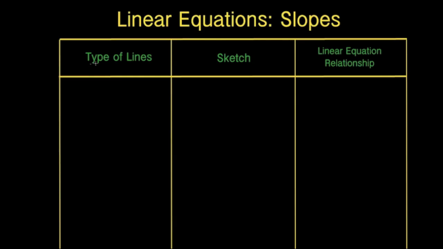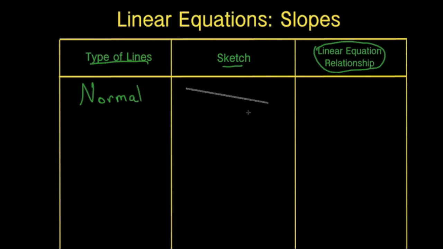So first we're going to go over the type of lines, then we're going to do a little sketch to help us visualize things better, and then we're going to do the linear equation relationship between them, so how their linear equations are related. So we're just going to start off with normal, any two regular lines. So let's just draw two lines. You can do really anything, like one can go like this and the other can go like this. It doesn't really matter. And yep, let's draw some arrows, and they have a point of intersection also, that's right over there.